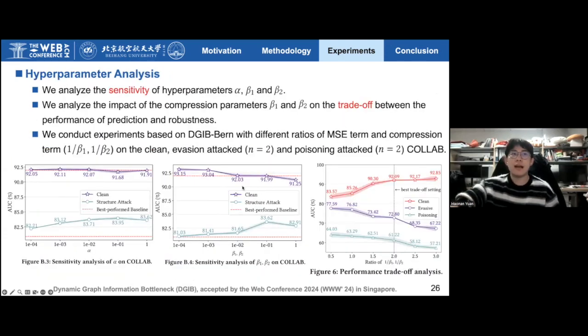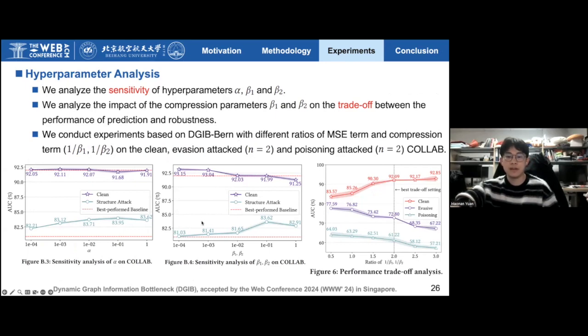Next, we perform the hyperparameter analysis. We first analyze the sensitivity of the hyperparameters alpha, beta 1, and beta 2. The results demonstrate that the performance on both the clean and the structure-attacked COLLAB is sensitive to different values of alpha, beta 1 and beta 2, and it remains in a reasonable range.